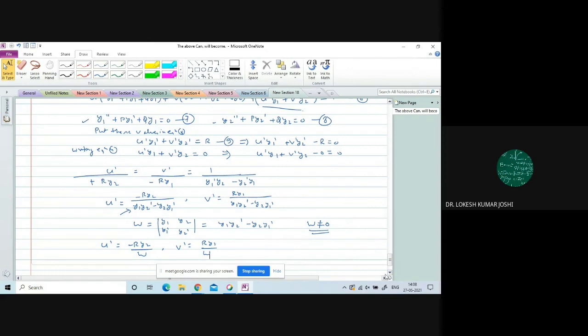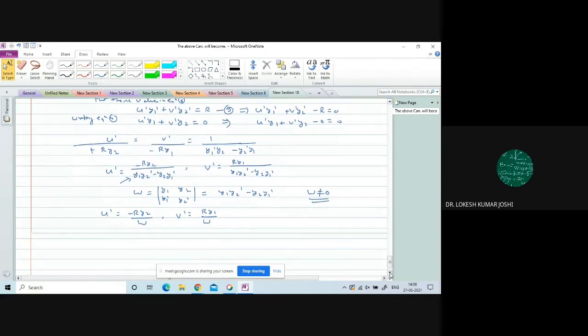Since our objective is to find u and v, we just integrate both sides. Therefore u will be the integration of minus r y2 upon w dx, and v will be the integration of r y1 upon w dx. After finding u and v, yp will be u y1 plus v y2. Solve the integral and yp will be u y1 plus v y2.